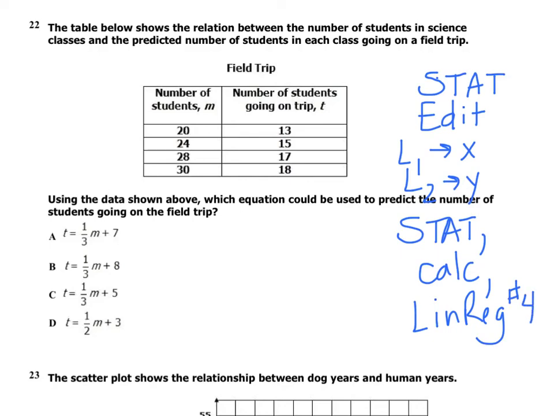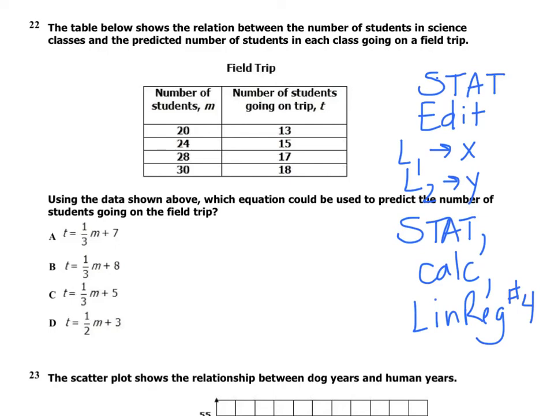Now, I gotta move away from the iPad for a second. Gotta get a calculator. Hold on. Okay, almost back. And I'm back at the iPad again. I'm gonna use my calculator and find this best fit equation. So I'm gonna put 20, 24, 28, and 30 in for x's, list 1. 13, 15, 17, and 18 in list 2, stat, calc, linear regression, and calculate.